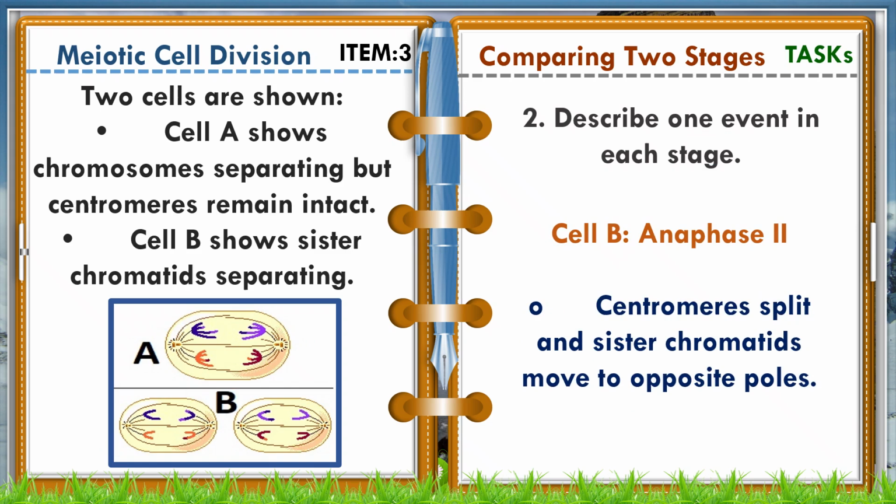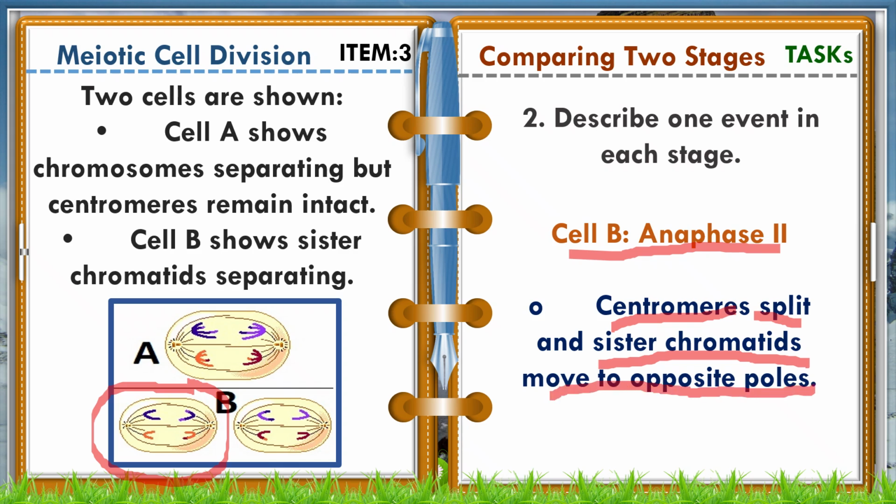Now, when you look at cell B, this is anaphase 2. Here we say that the centromeres split and the sister chromatids move to opposite poles.